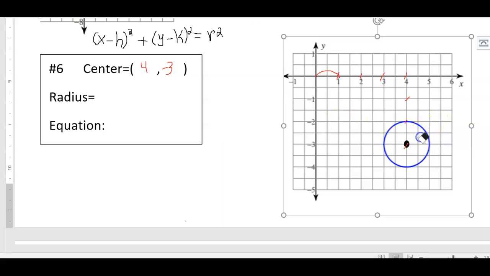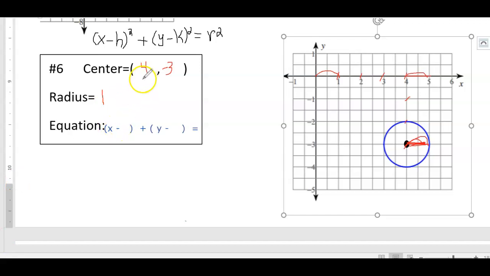And my radius, so count your radius. Your radius is this part here, so my radius is going to be 1 whole jump. So 1. That's kind of tricky because it looks like it's 2, but it's counting by 1. It's counting those 2 as 1 big hop. So this is 1 hop. Radius is 1.